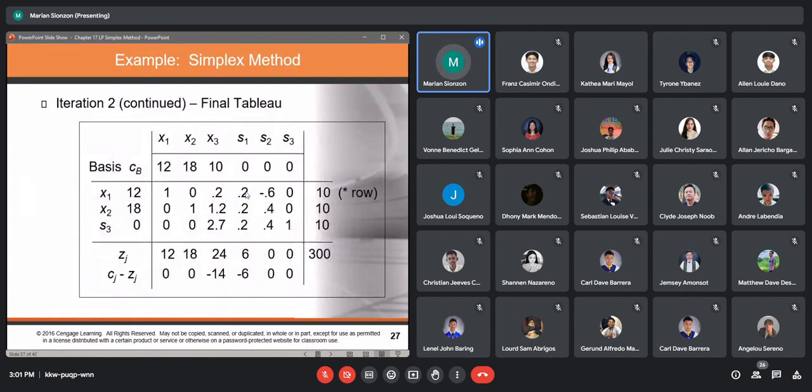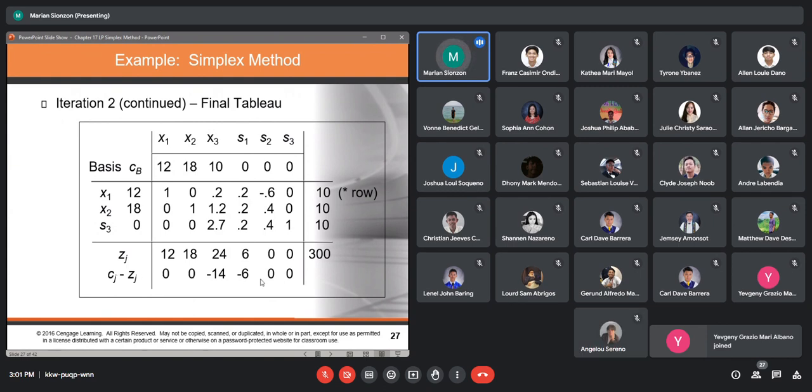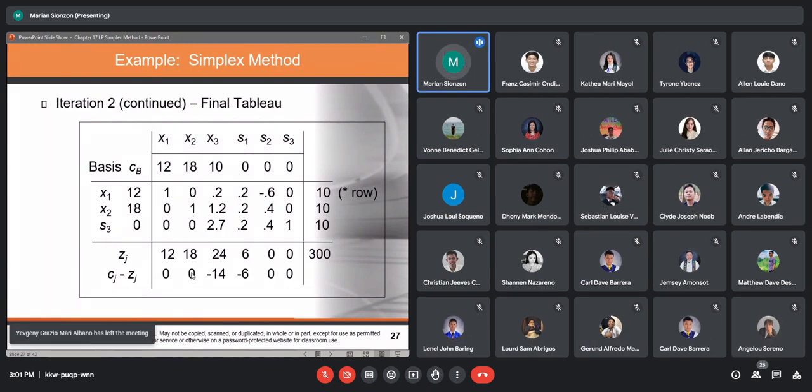This is now the one. This will now be the final. When do you think you are going to get the final table? Only if this row is your indicator of possible improvement. No more improvement if you put in x sub 1. No more improvement if you put in x sub 2. Reduce, reduce. No more. So they have obtained the optimum solution.